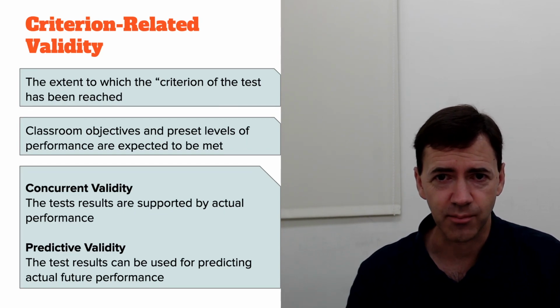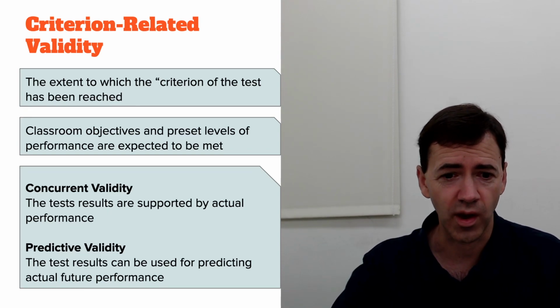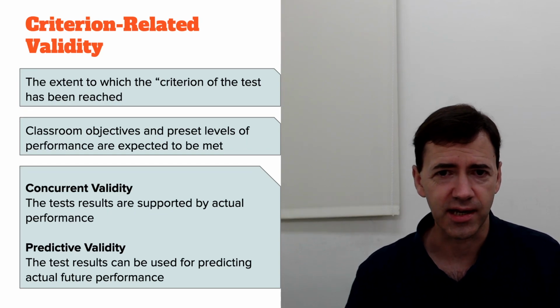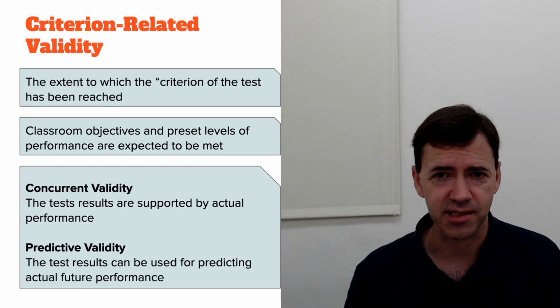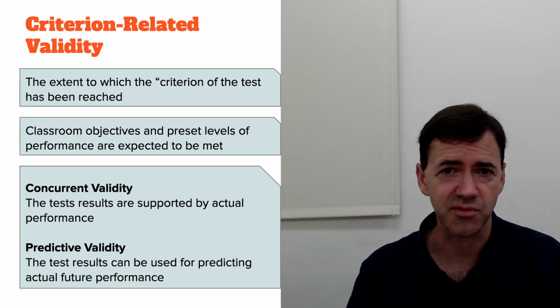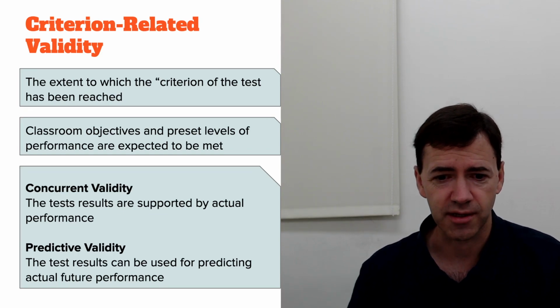So if they take a proficiency test, they score high, and then they go into the program and they do well, then that was very valid. But on the flip side, if they take the test, they get into the program and they fail miserably, well, then the test was not valid because it did not predict their future ability.